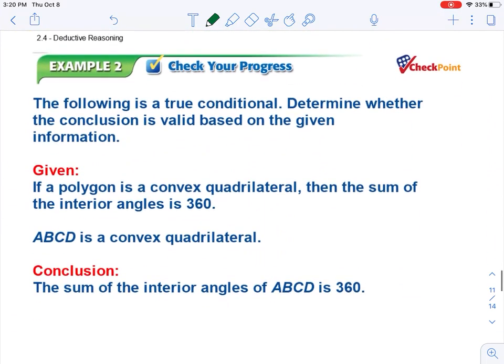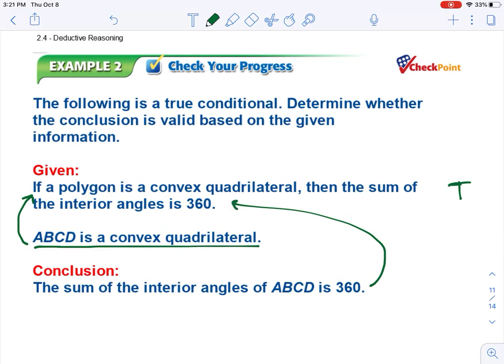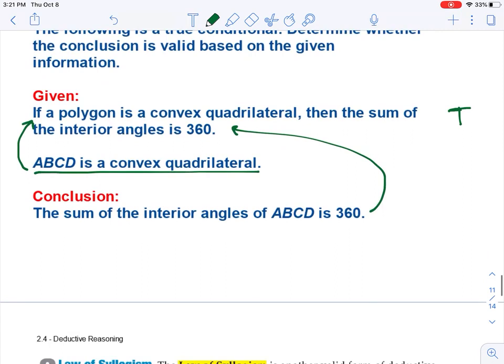This next one, once again, they tell us the given is already true. Then determine whether the conclusion is valid based on the given information. So, if a polygon is a convex quadrilateral, once again, very broad, general, then the sum of the interior angles is 360 degrees. So, narrower, ABCD is a convex quadrilateral. That does relate to our hypothesis. Our conclusion, the sum of the interior angles of ABCD is 360. And that relates to our conclusion of our given. So I would say that this is valid.